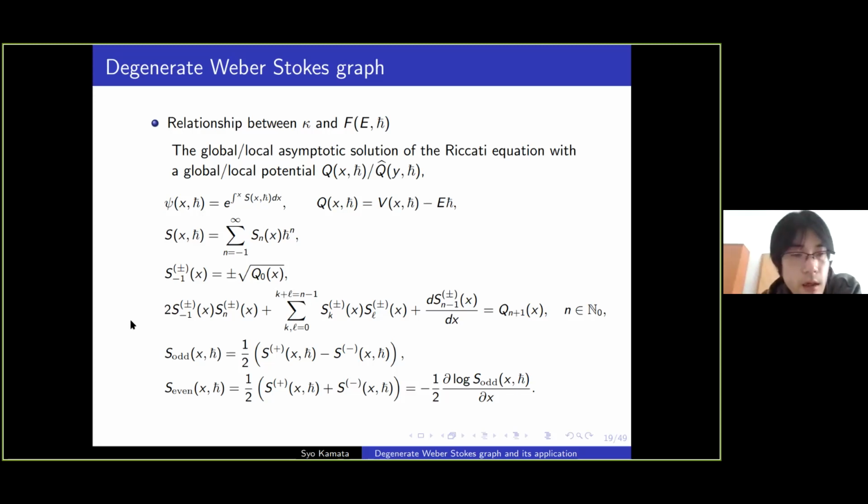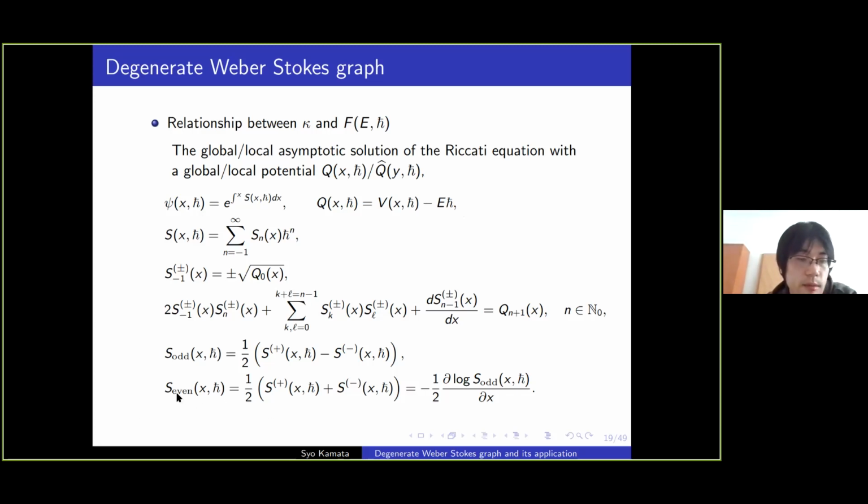And now we define S odd and S even by using this average or minus. Actually, if this V doesn't depend on H bar, and this E doesn't couple with H bar, this S odd has only odd power of H bar. Let's say -1, 1, 3. However, now it has this H bar dependence here and here, so it can have the even power of H bar.